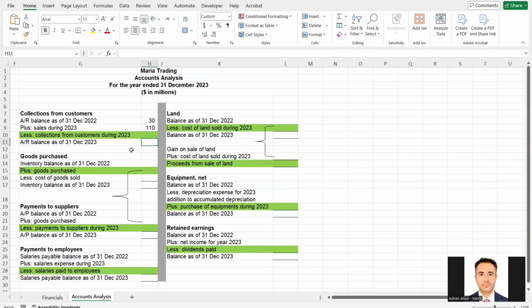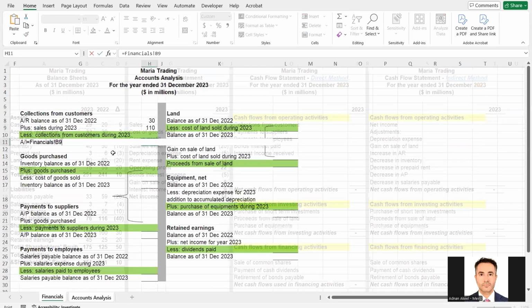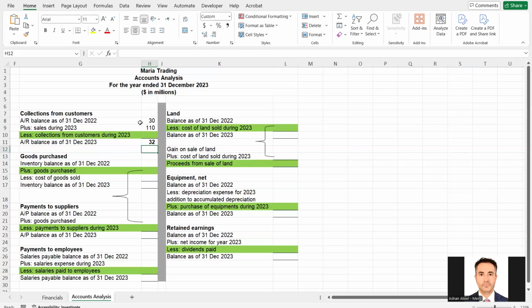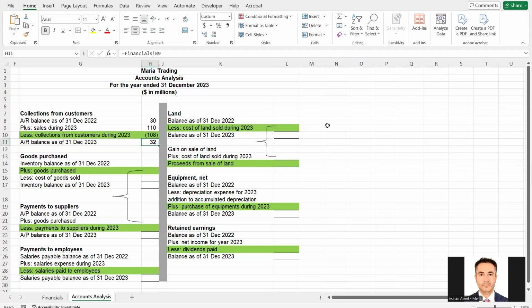Now, how much am I left with at the end of the year? This is my ending balance, which is 32. So in total, I accumulated 140 of receivable. However, I ended the year with 32 only. So where did the difference go? Obviously, the difference is related to the collections made from customers during the year. This is simply calculated as the ending balance less the beginning balance less the sales for the year. So now I know that during this year, I have collected 108 million from my customers.